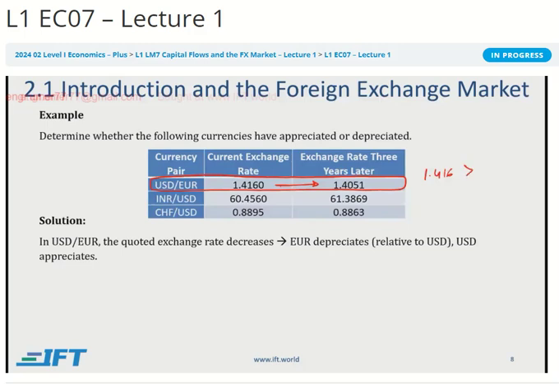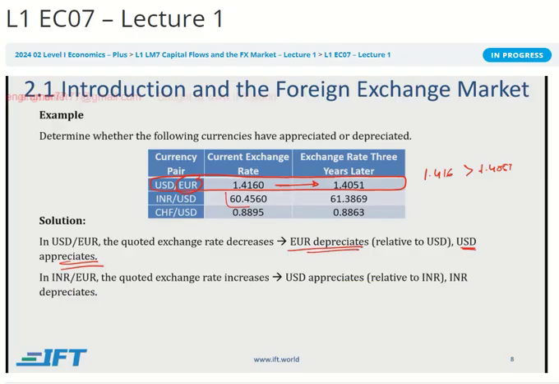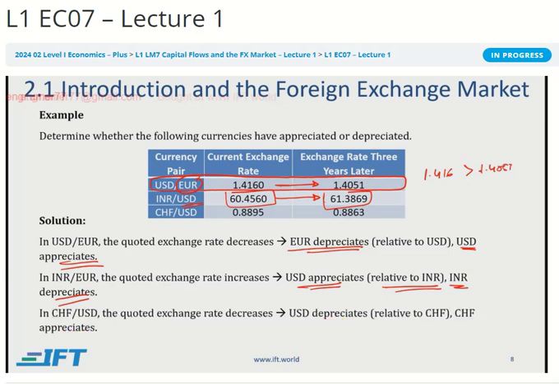1.416 is obviously greater than 1.405, which means the quote has gone down, which means the base currency, which is euro over here, has depreciated and the dollar has appreciated. So euro has depreciated and US dollar has appreciated. Second one, is this going up or going down? It is going up, which means the base currency is becoming strong, and that is the US dollar. US dollar has appreciated, Indian rupee has depreciated. And for the last one, it is going down, so base currency is going down and price currency is going up. The Swiss franc is appreciating.